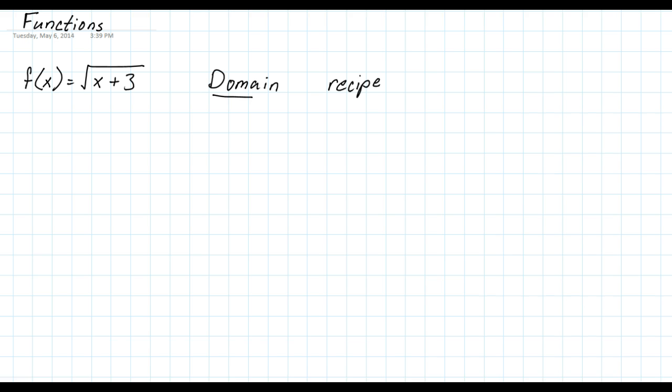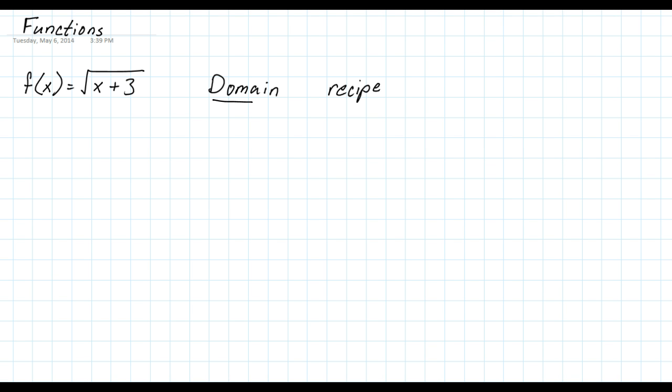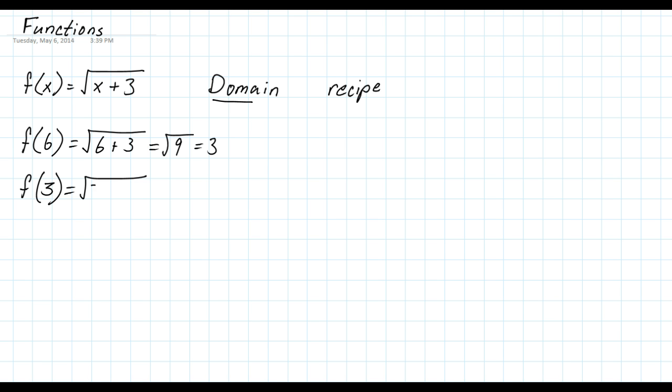Now here, let me just use an example, right? So I can plug in 6, right? Because this equals the square root of 6 plus 3, which is the square root of 9, which is 3, right? So 6 is in my domain. It's not special that it ended up being a perfect square. If I plug in 3, I end up with the square root of 3 plus 3, and that's the square root of 6. And so 3 is also in my domain. Both of these are fine.